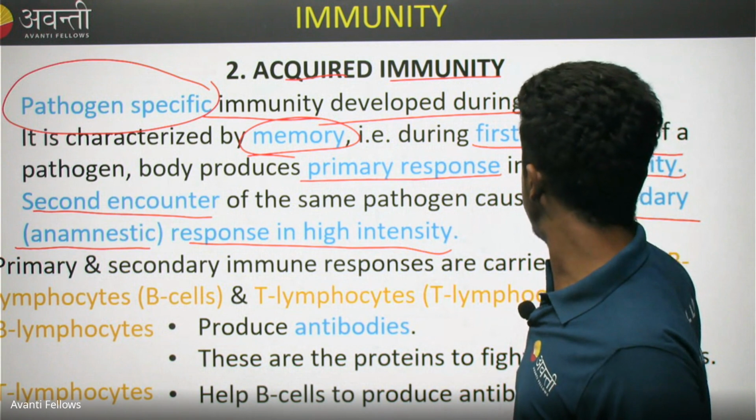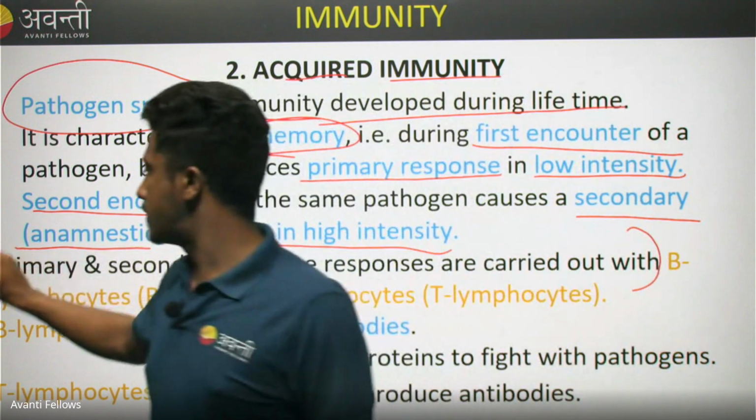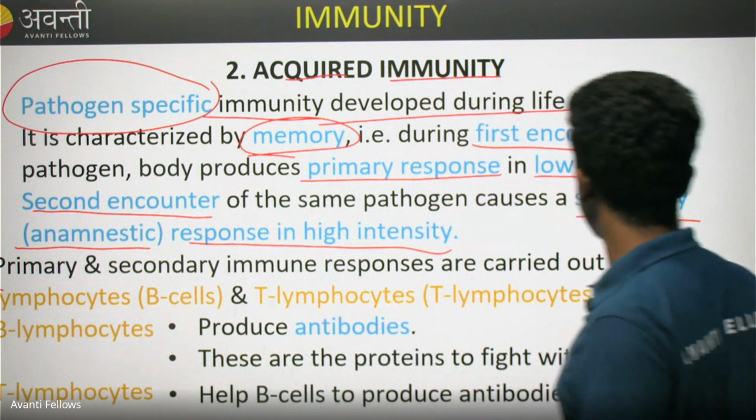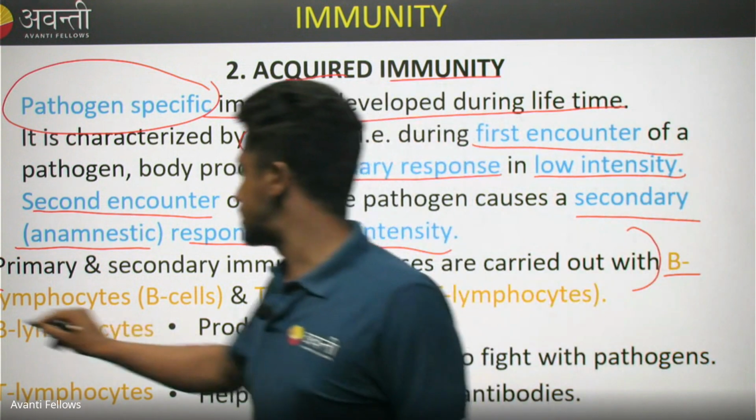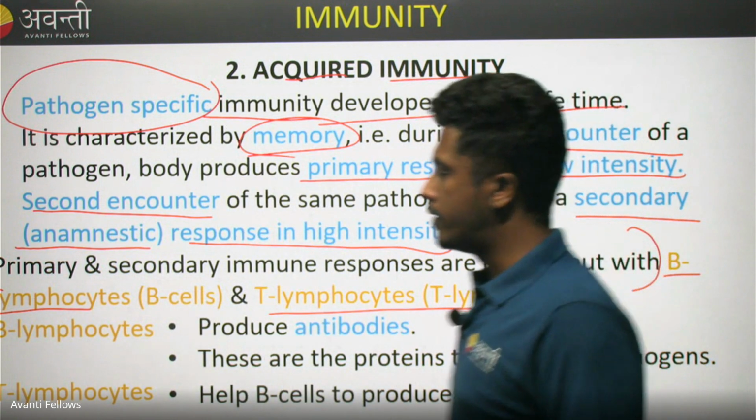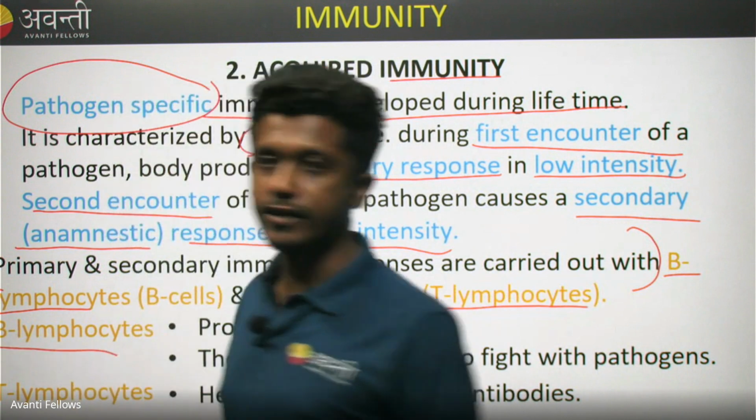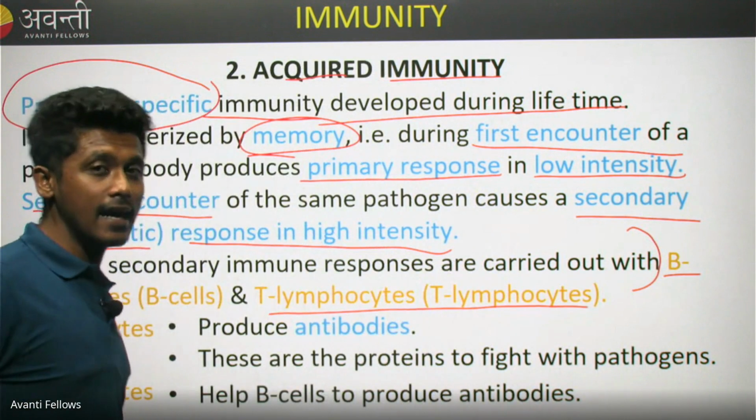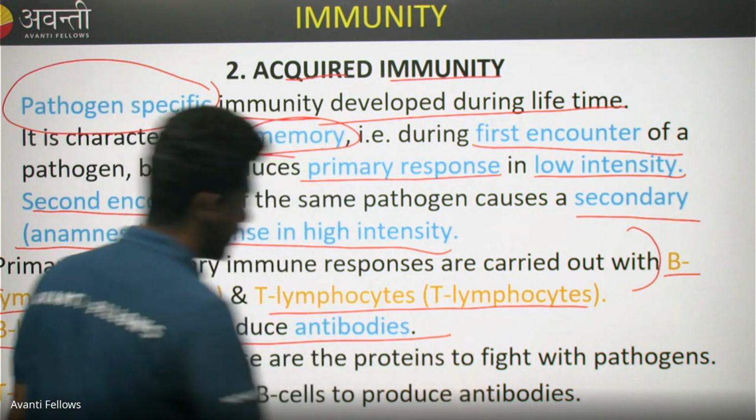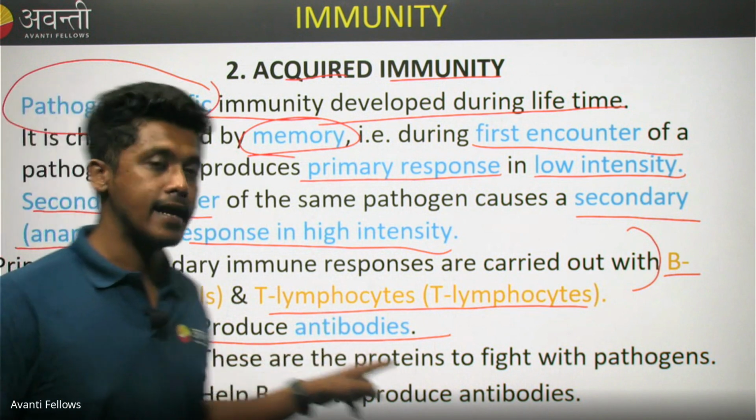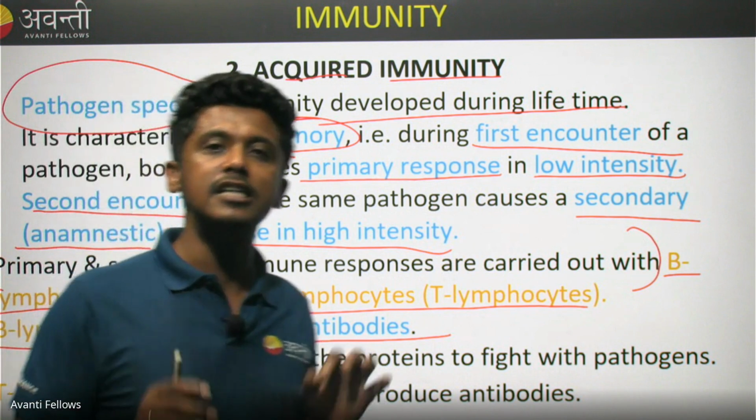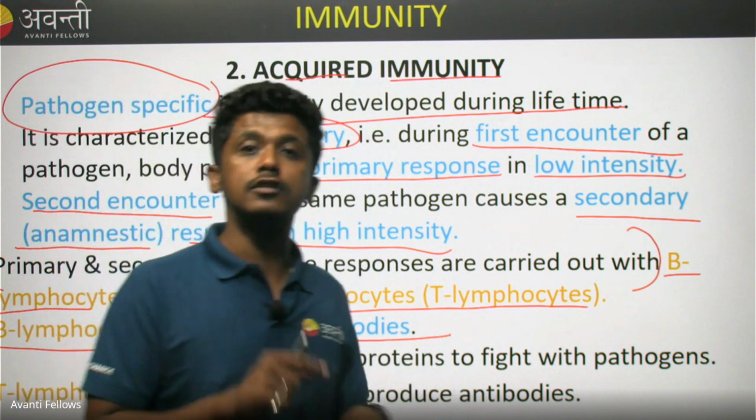Now these both primary and secondary responses are carried out by a special type of cells. These cells are called B lymphocytes and T lymphocytes. So these are called lymphocytes. B lymphocytes give our body an ability to recognize antigens by producing something called antibodies. We'll talk about what antibodies are. Antibodies are simple proteins. These simple proteins are designed in such a way that they go and attach to the surface of your antigen.